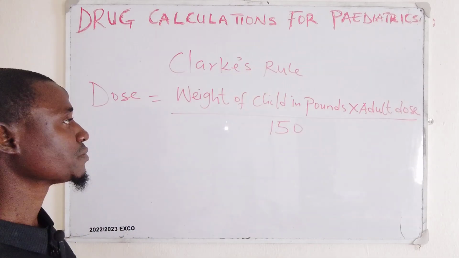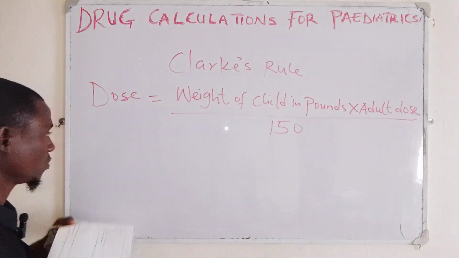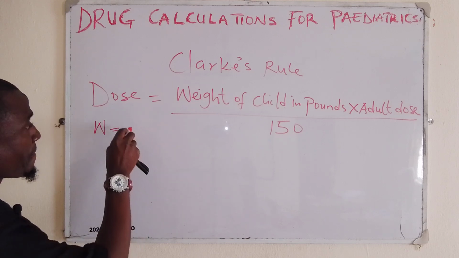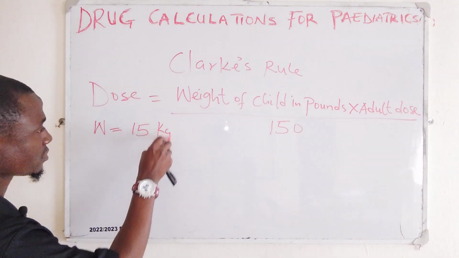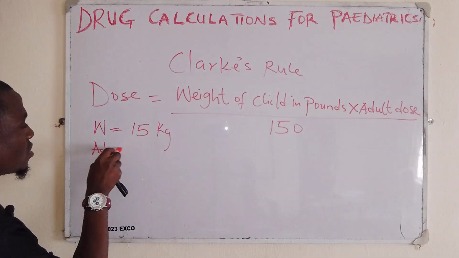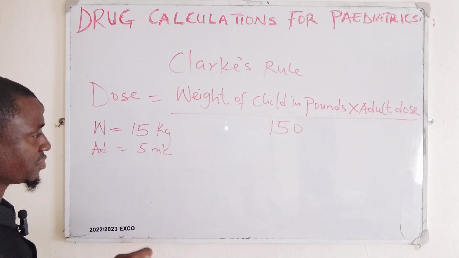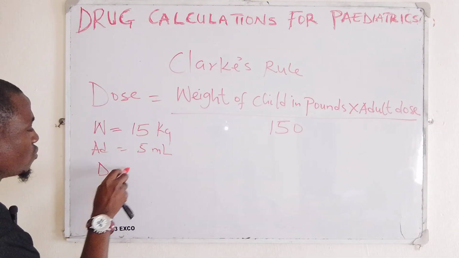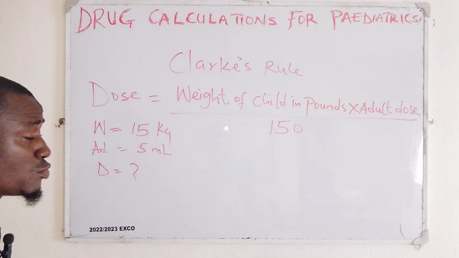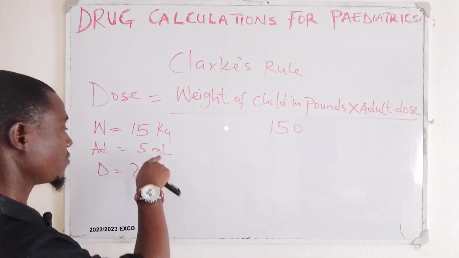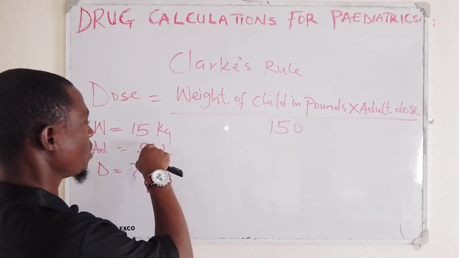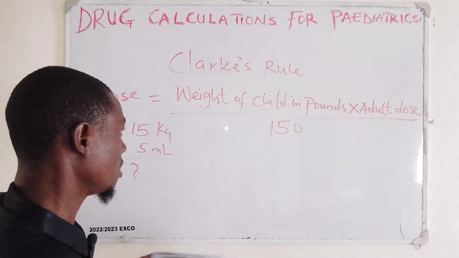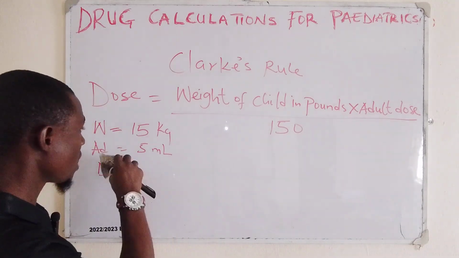Now let's quickly look at it. Let's take our information down so that it will be much easier for us. The weight of the child was given to be 15 kg. Then the adult dose was given to be 5 mils. So now, what will be the dose that you are going to give to a child? That is the dose of chloroquine injection you are going to give for a child whose weight is 15 kg. So this is just an example for us to apply this rule. So we have our information down.